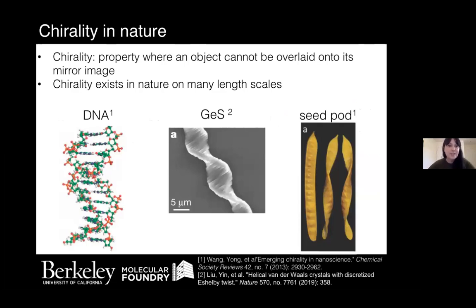Chirality, of course, is a property of an object where it cannot be overlaid onto its mirror image. And this property exists in nature on many length scales, such as molecularly, on the nanoscale in chiral inorganic nanomaterials, which are what I'm interested in in this study, and then of course larger length scales in our natural world and universe.